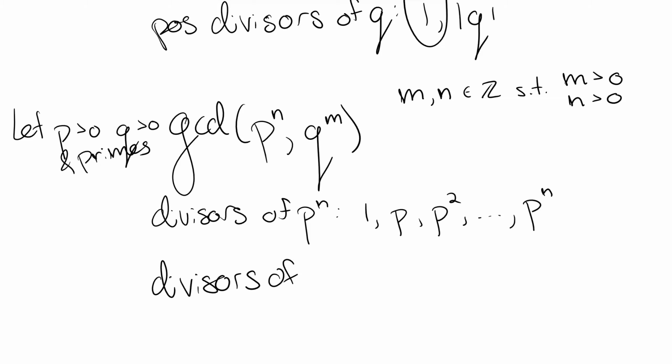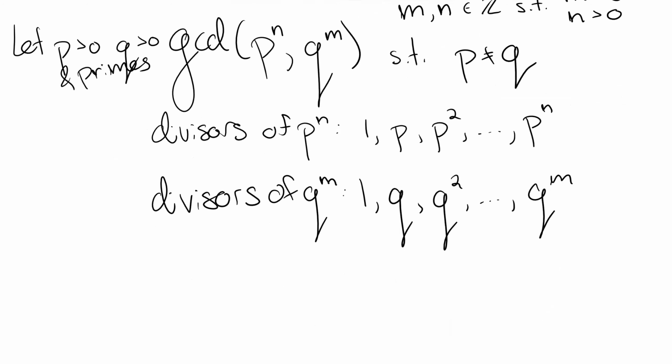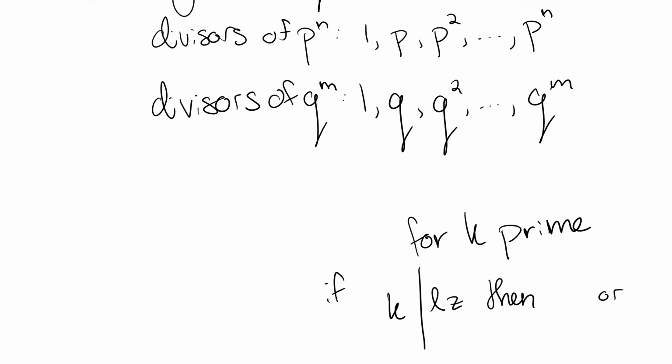Okay, so divisors of Q to the m, well, same deal. But if we still have P is not equal to Q, well, then none of these are going to end up being equal to each other, right? Because they're primes. So remember, if a prime divides a product K L, then it divides K or it divides L.